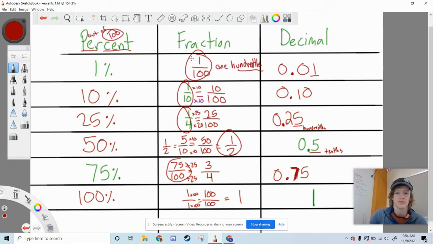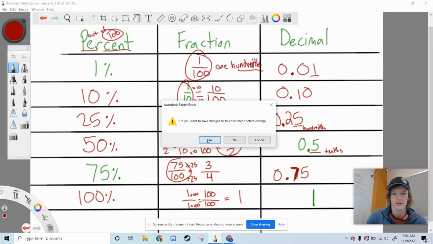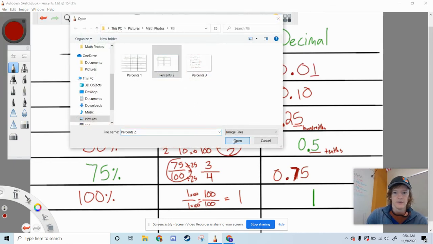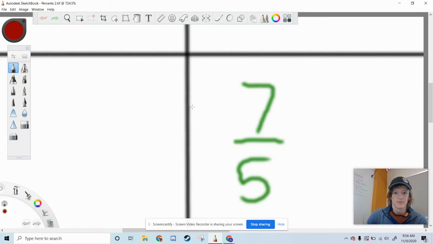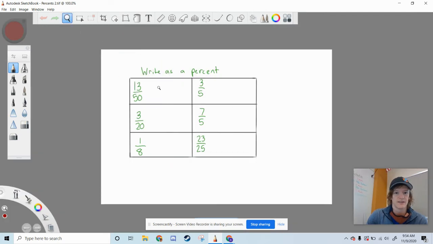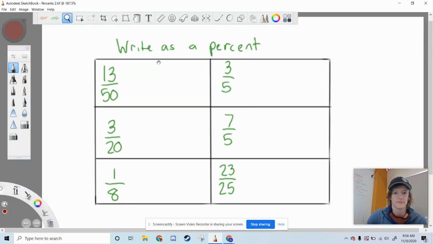I wanted to show us how percents, fractions, and decimals are related. For the next part, we're going to solve a couple problems. We need to write these fractions as a percent. So let's see. The first one, as a percent, let's make it 100ths. So 100ths, this was 50 times 2 makes 100. So what's 13 times 2? That's 26. So our percent for the first one will be 26%.